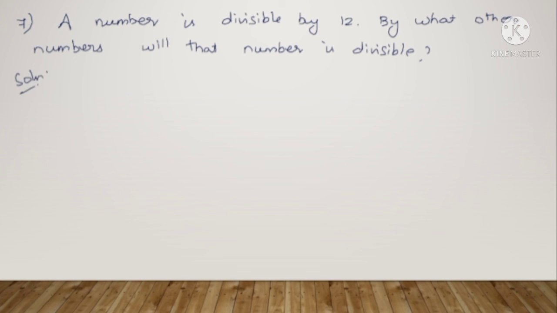Next, sum number 7. A number is divisible by 12. By which other numbers will that number be divisible? So you just consider a number x. So this number x is divisible by 12. So the question is, what are the other numbers by which the particular x will be divisible?